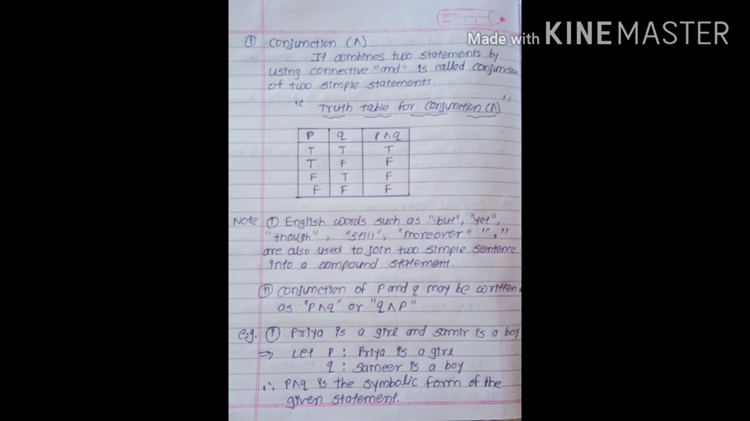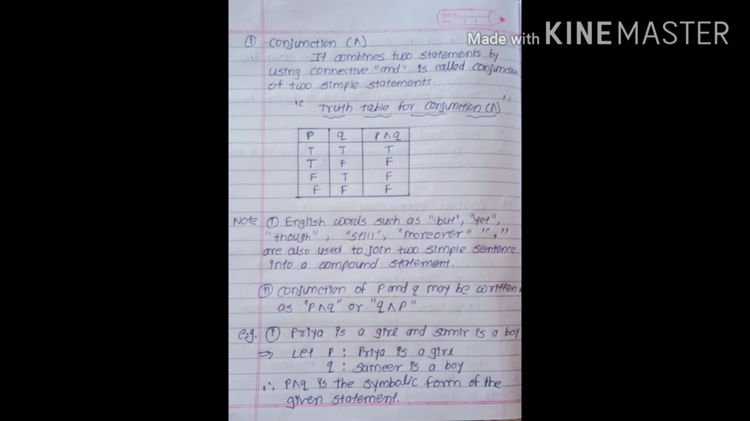Priya is a girl and Samir is a boy. To find the symbolic form of the given statement, let us consider P equals Priya is a girl, Q equals Samir is a boy, then P and Q is the symbolic form of the given statement.